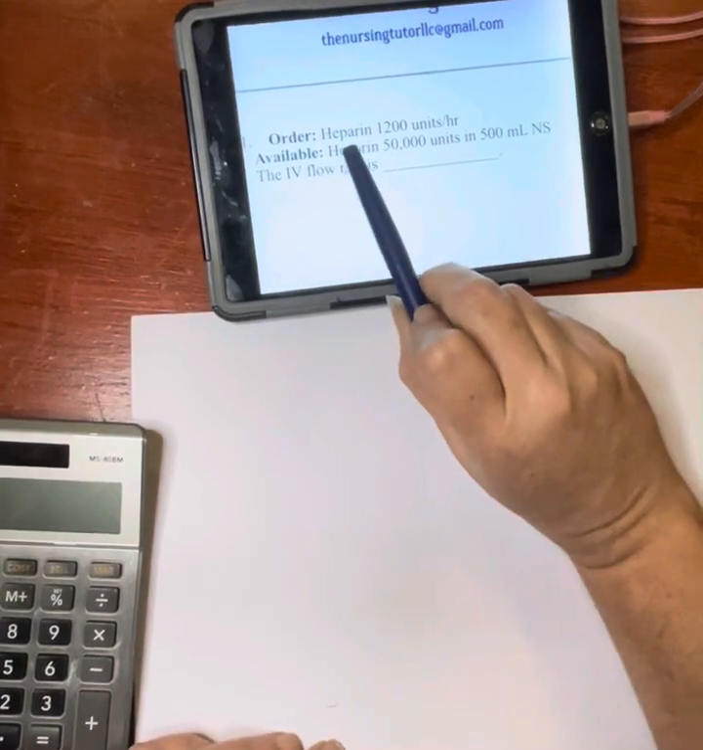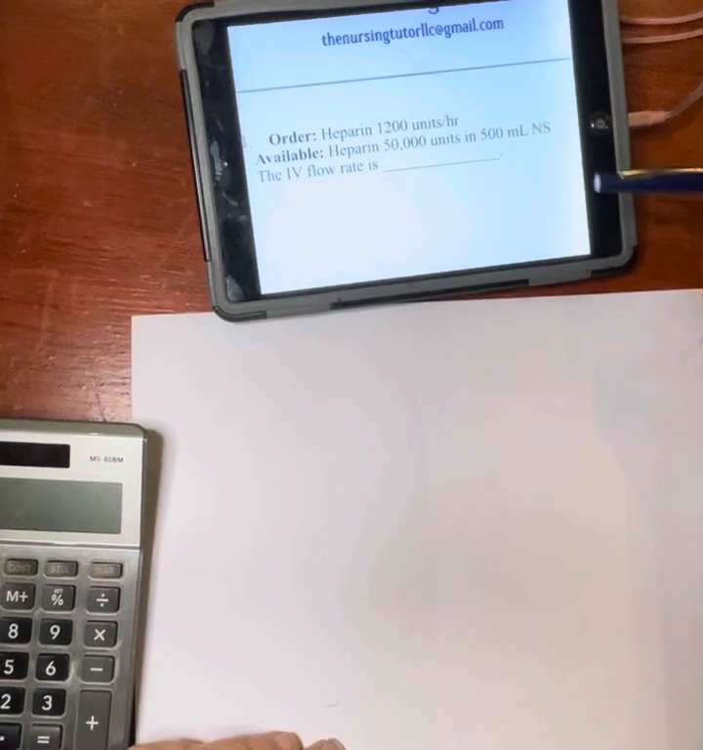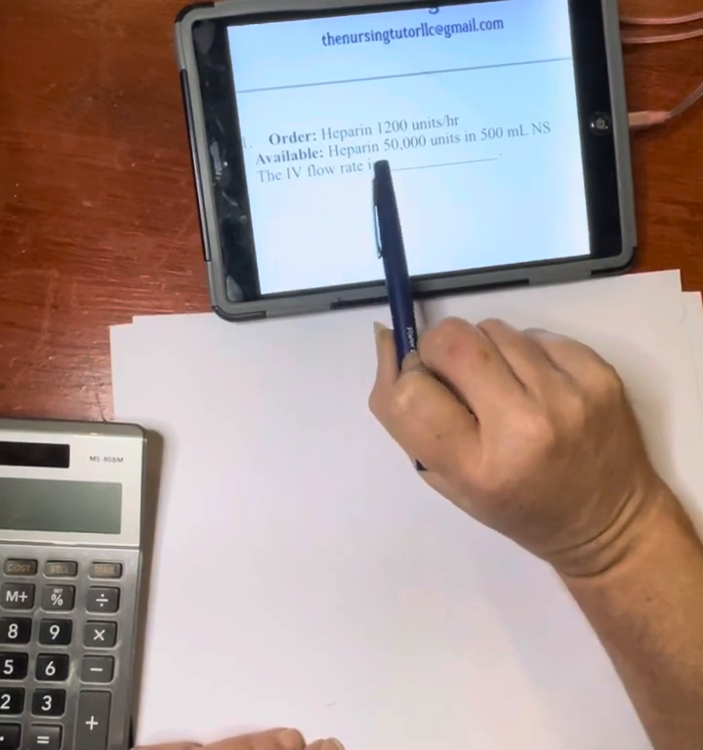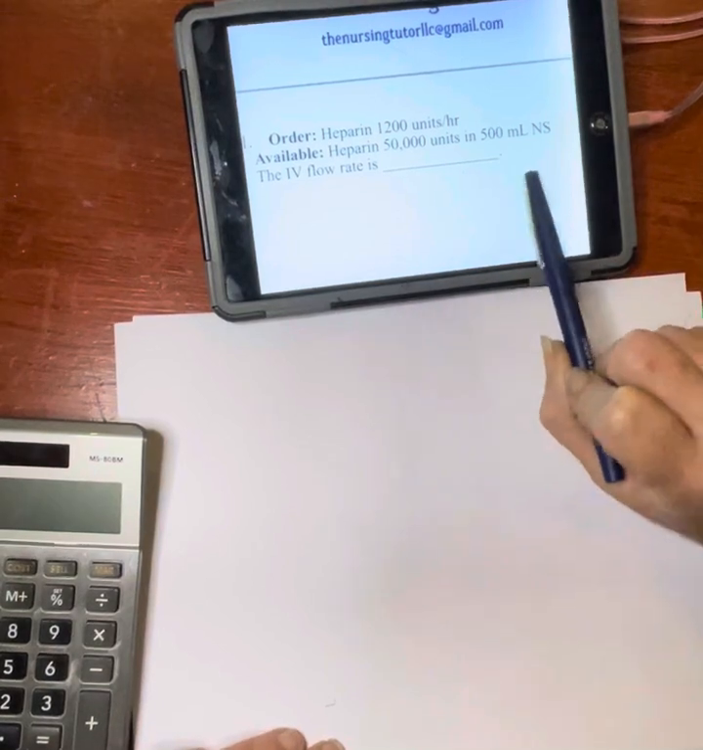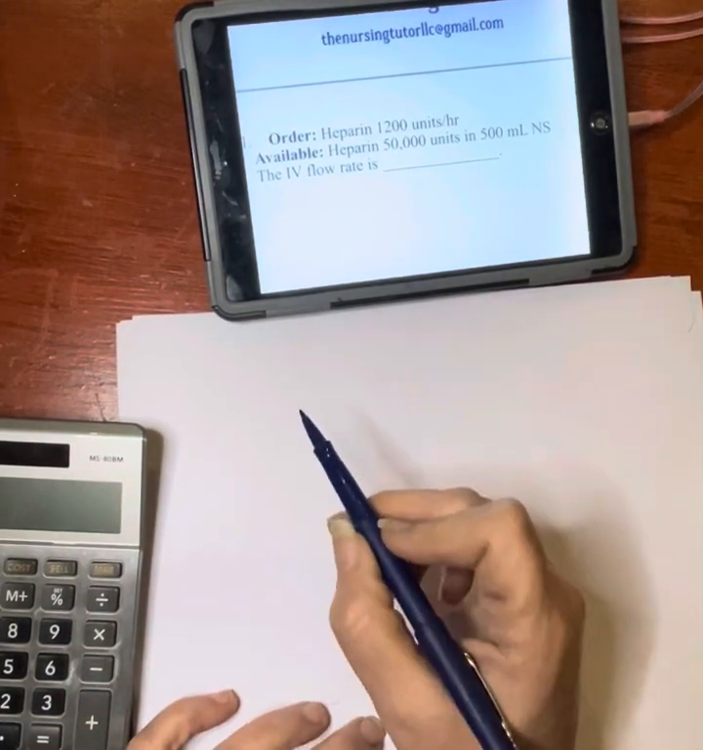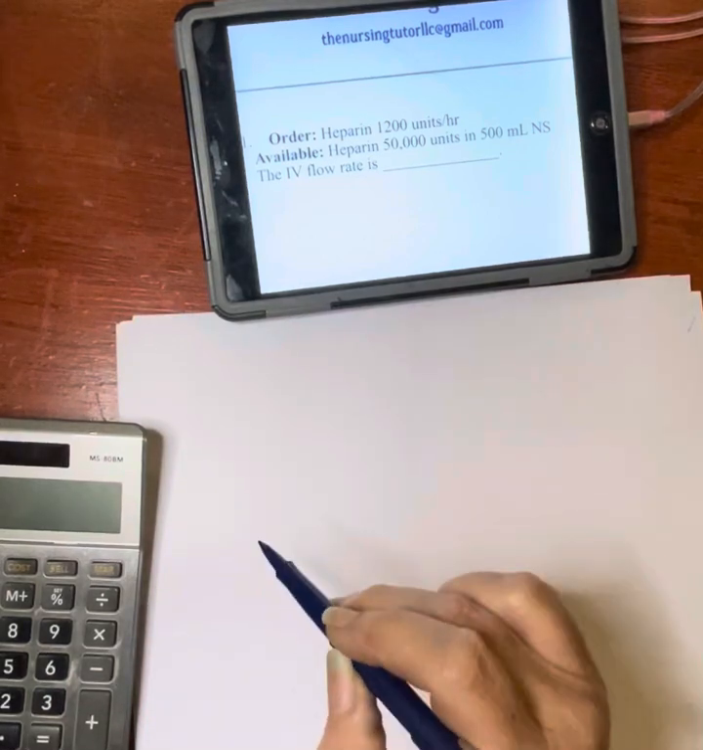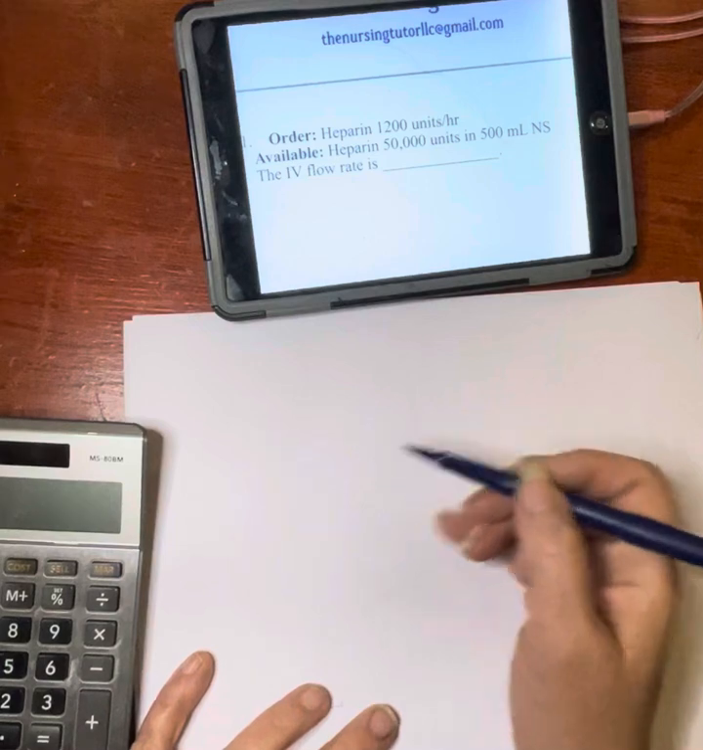It says heparin 1,200 units per hour. That's what he wants. What I have is heparin 50,000 units in 500 milliliters of normal saline. So what he wants over what you have times how it comes will work for this. The dose order over dose on hand.